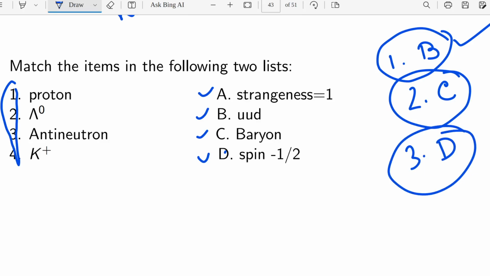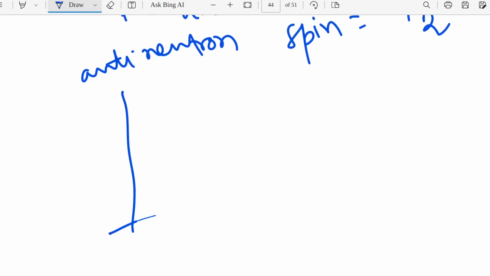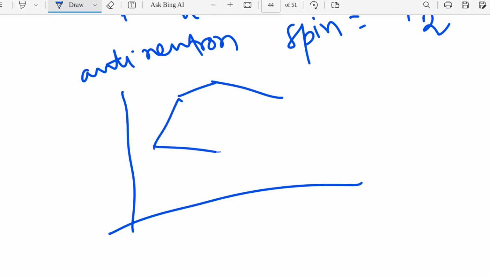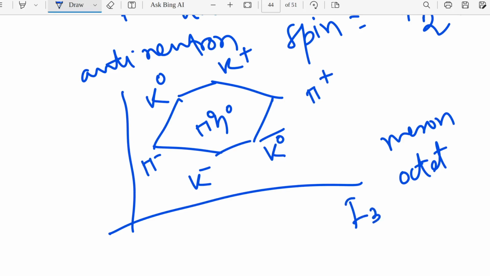K plus, obviously only one option is left here, that strangeness equals 1. But we have to check whether it is correct or not. K plus has strangeness plus 1 or not. You can remember that from this meson octet we have the knowledge that K0, K plus, K minus, K0 bar, pi minus, pi 0, eta 0, pi plus, right? And here I3, here S or Y.